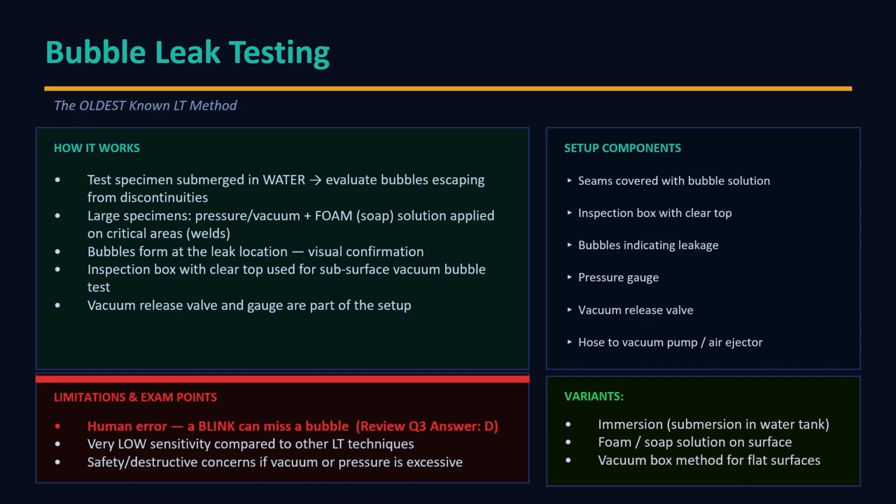Interview question: what is the oldest leak testing technique? Pause for a moment. The answer is bubble leak testing. Level 2 exam trap. What is the major limitation of bubble testing? Many candidates answer low sensitivity. That is partially true. But the textbook answer is often human error. Specifically, visual detection limitations. Remember that.